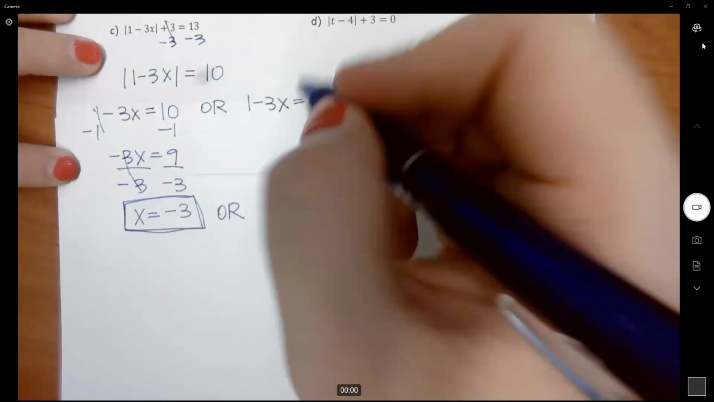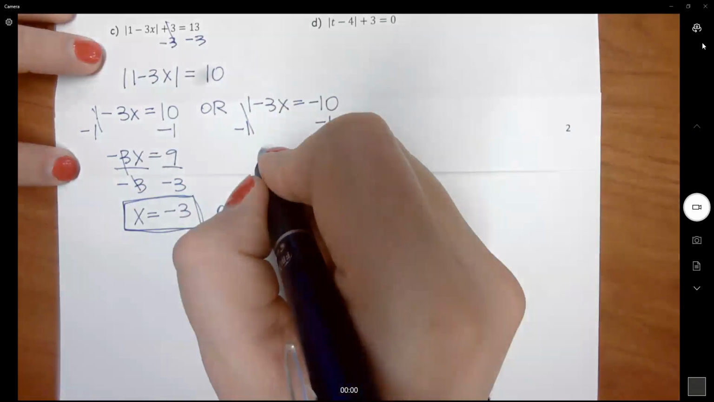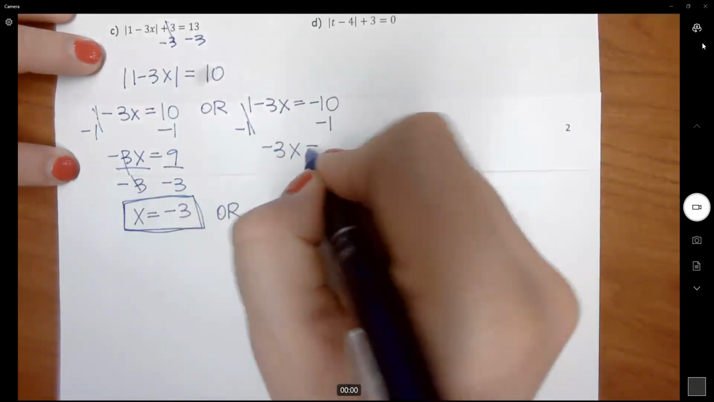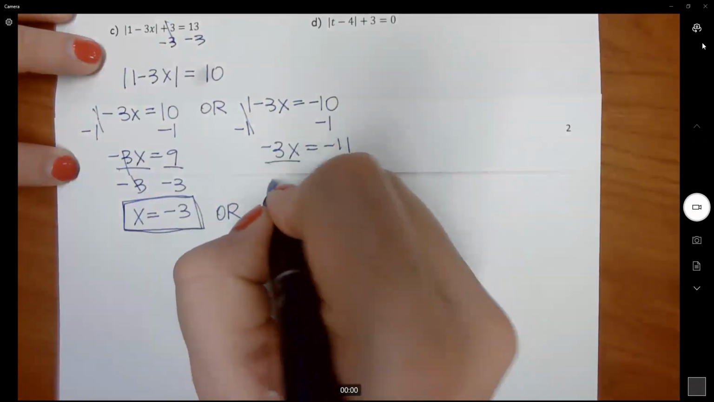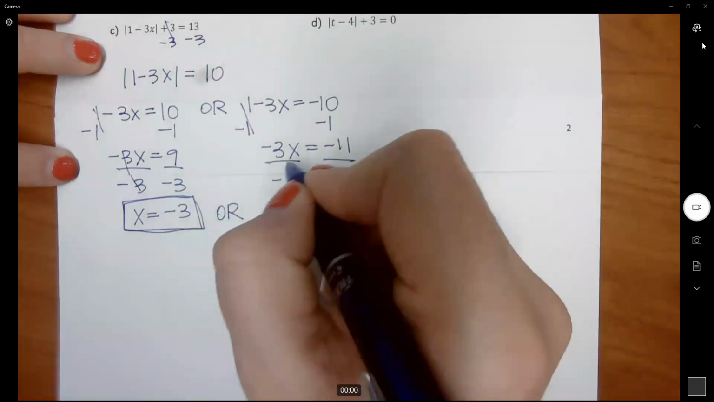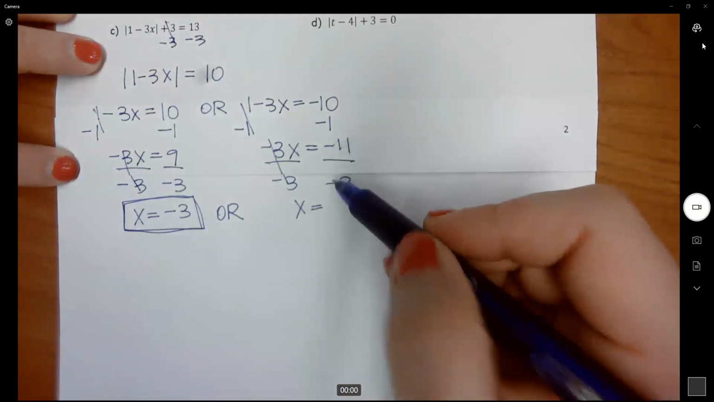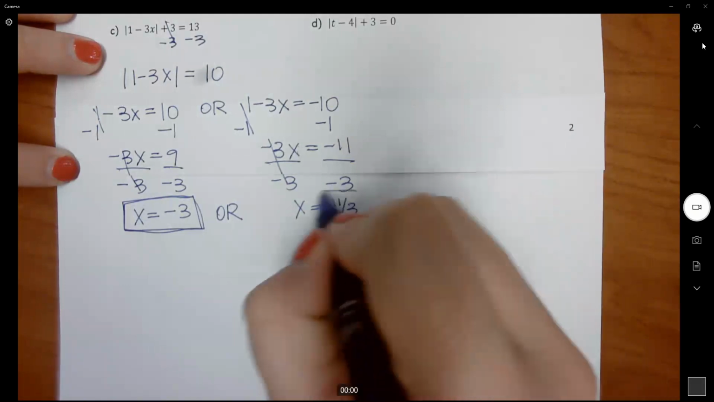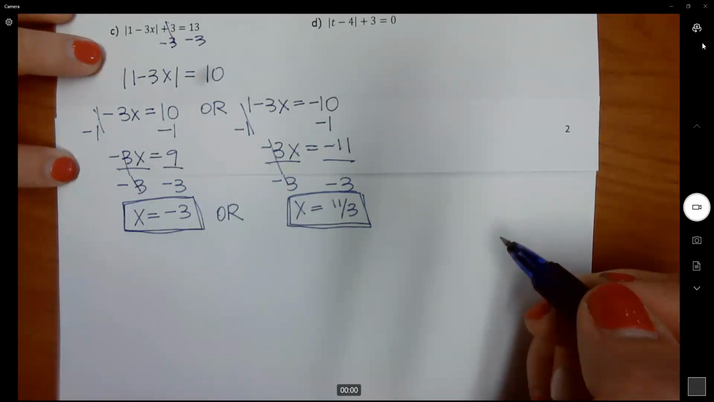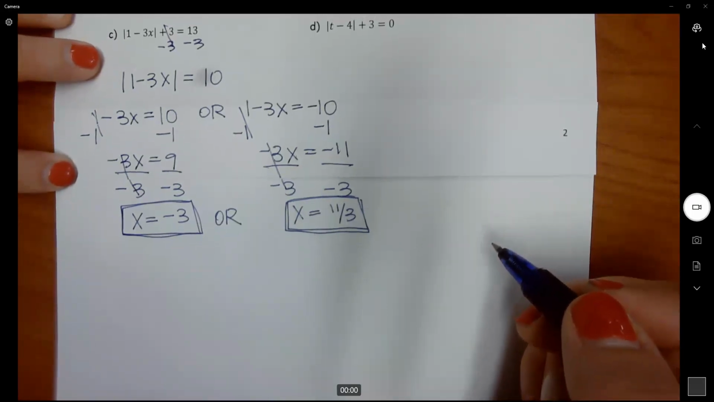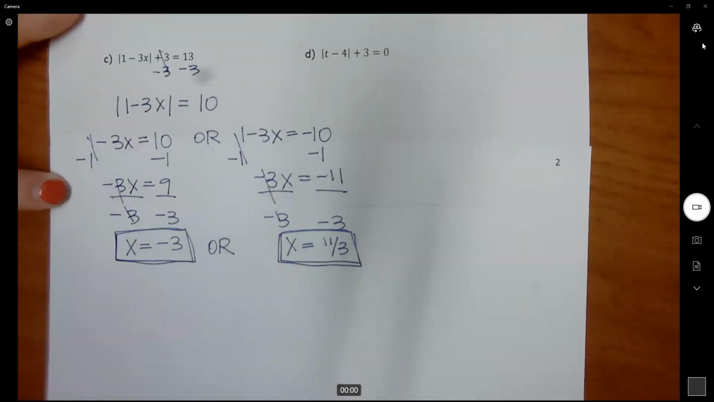Or do the same 2 steps over here. We're going to subtract our 1, which cancels. I've got negative 3x equals negative 11. Divide by negative 3. And I get x equals, I can't reduce 11 over 3, but negative over negative is positive. And so these are my 2 solution sets. Make sure though, you isolate this first.